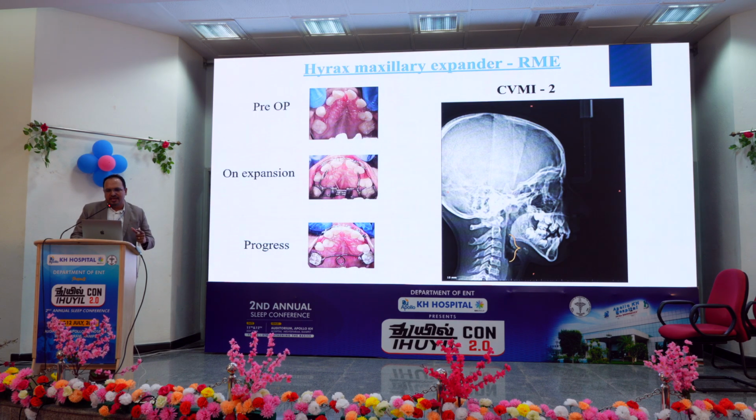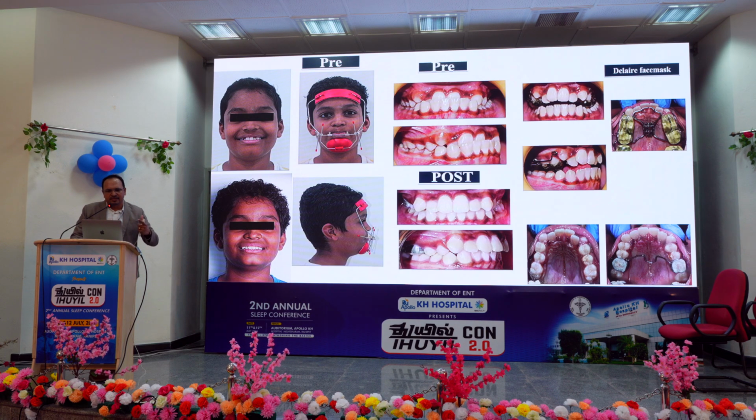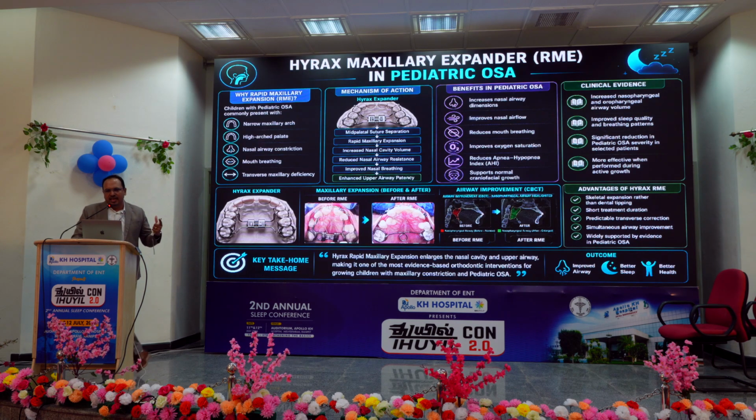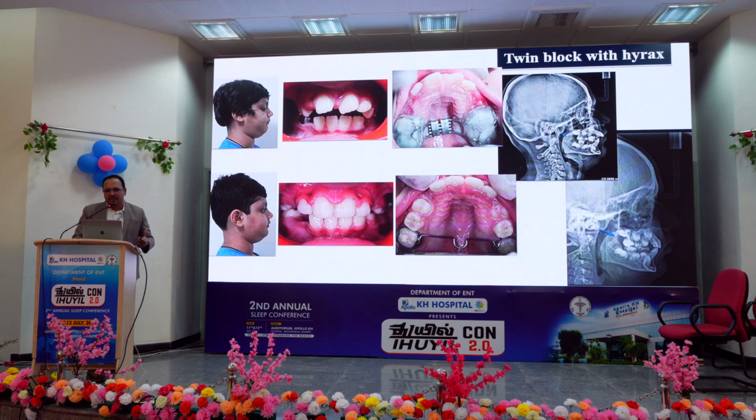So we look at the CVM stage. If the maxilla is narrow, we are looking at Hyrax expanders. If there is a class 3 profile, then there is also a nasopharyngeal complex narrowing. In that case, we are looking at expanding as well as pulling the jaw out with the help of headgears, and this gives us a very good improvement in the nasal airflow, reducing mouth breathing, improving the saturation, reducing the AHI, etc. When there is a problem in both the maxilla and the mandible, then we are looking at a twin block with Hyrax. This is a fixed appliance.